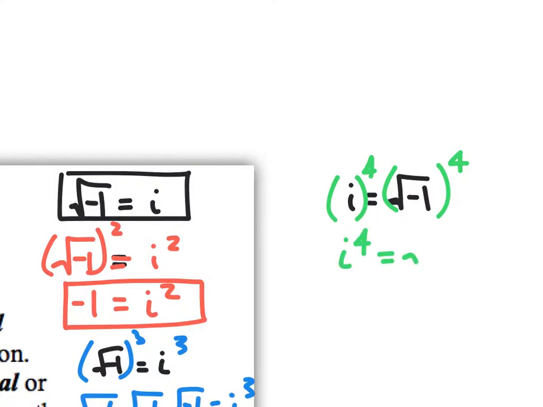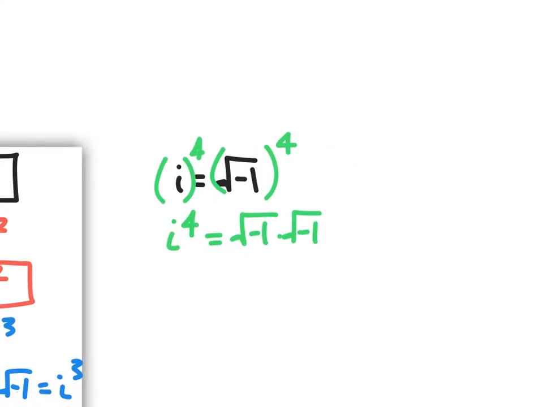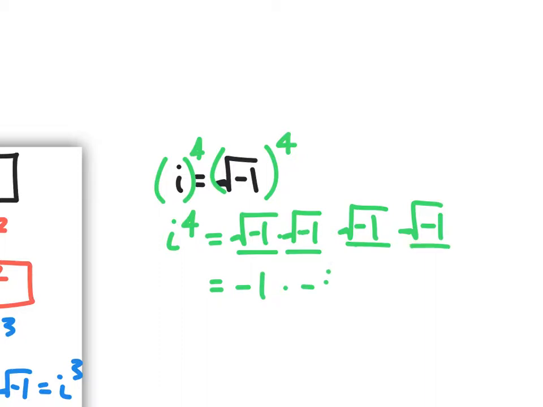the square root of negative 1 times the square root of negative 1 times the square root of negative 1 times the square root of negative 1. And so as a result, the square root of negative 1 times the square root of negative 1 is just going to give me negative 1. Times, if I do the square root of negative 1 times the square root of negative 1, that also gives me negative 1. So i to the fourth is really equal to negative 1 times negative 1. If I take a negative times a negative, I get a positive.